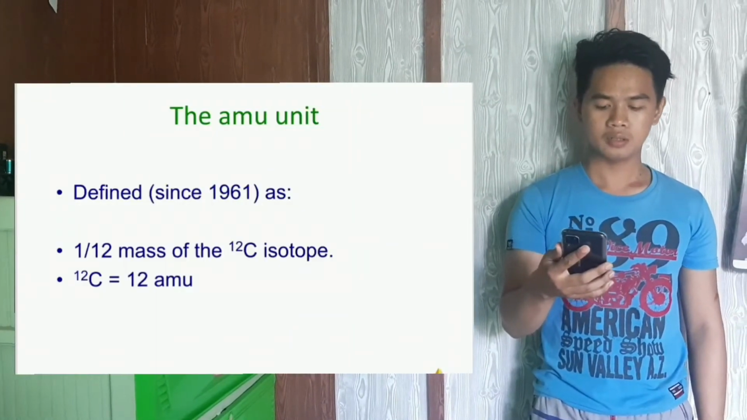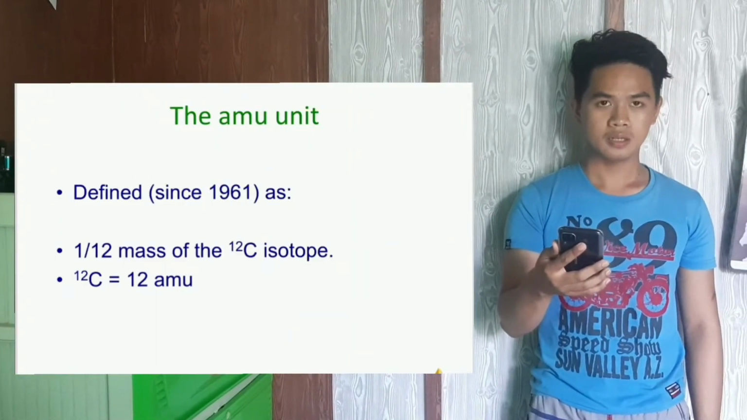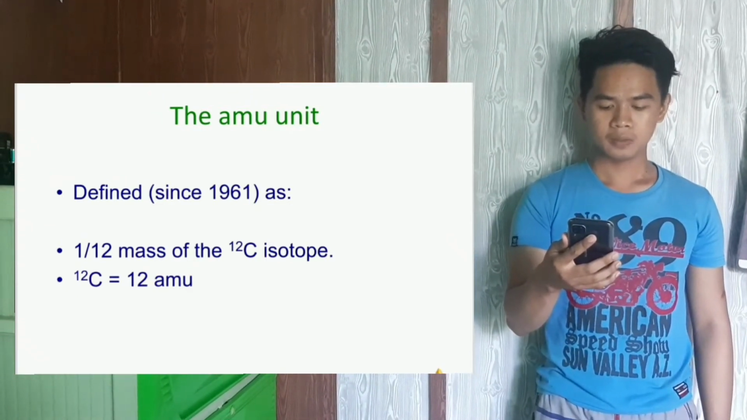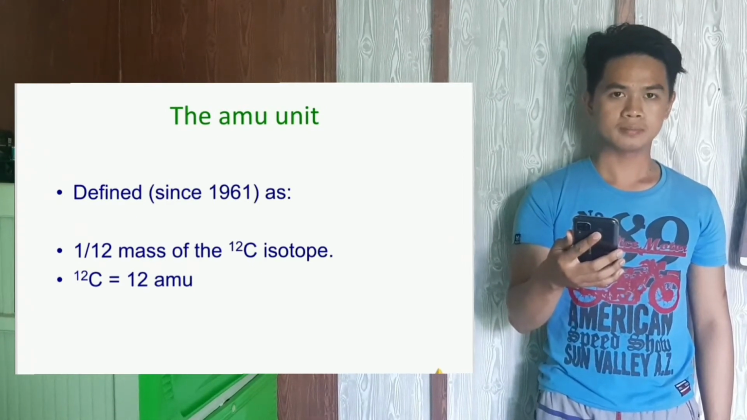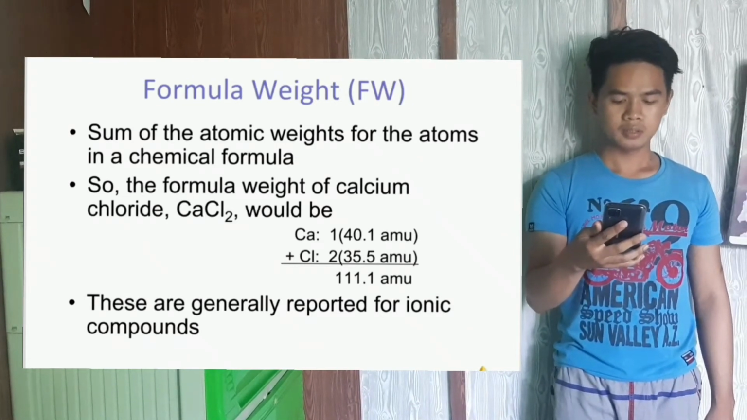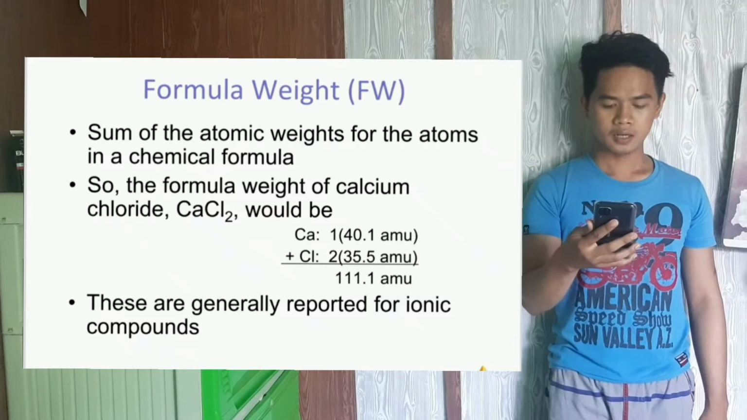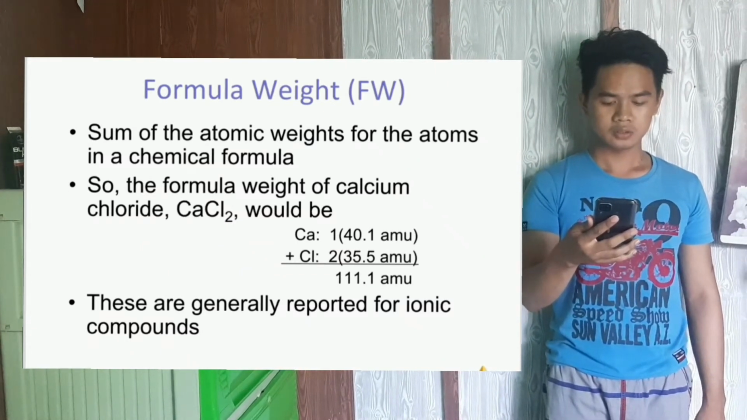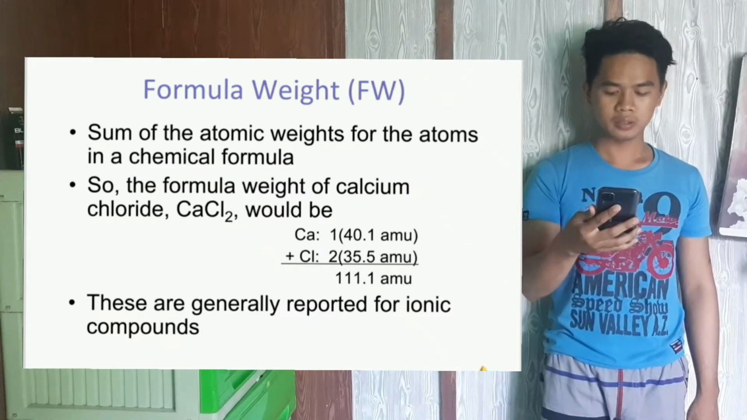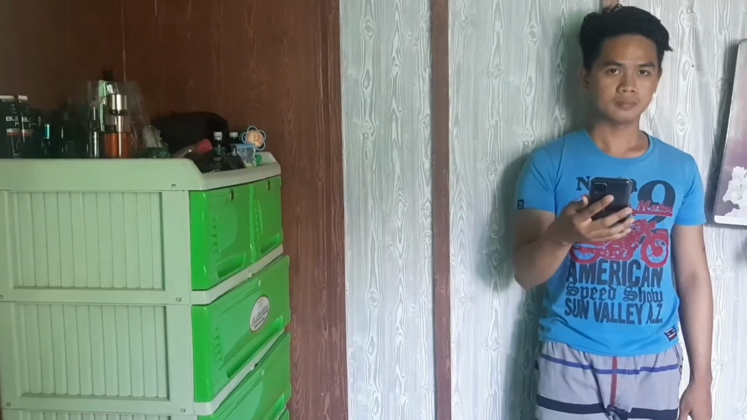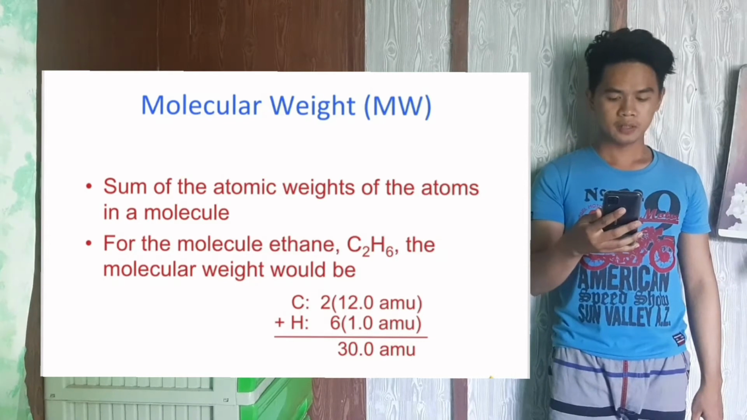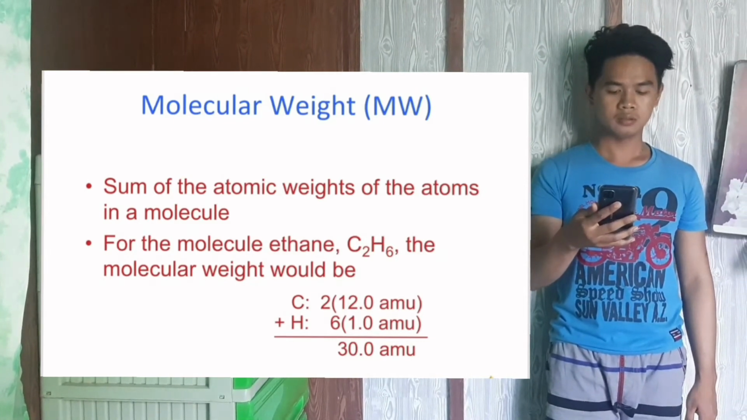Now let's proceed to formula weights. The atomic mass unit has been defined since 1961 as 1/12 the mass of the carbon-12 isotope, so carbon-12 equals 12 amu. Formula weight, or FW, is the sum of the atomic weights of the atoms in a chemical formula, for example the formula weight of calcium chloride. These are generally reported for ionic compounds. Molecular weight, or MW, is the sum of the atomic weights of the atoms in a molecule.